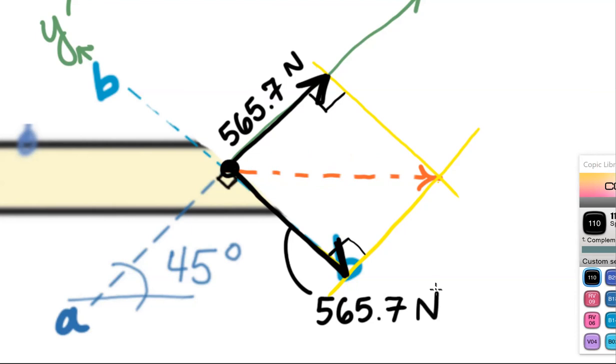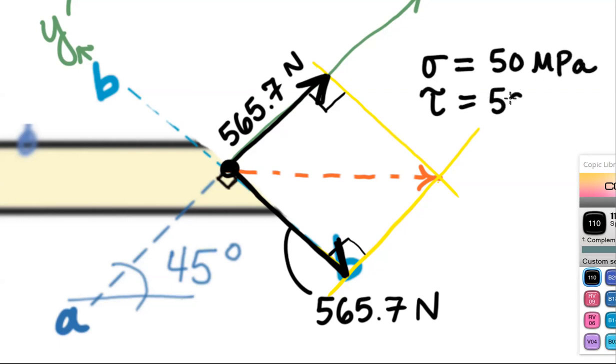Okay, and at this point, we're ready to do our stresses too. I don't want to repeat the steps, but the stresses we calculated before, because we'll have the same area of the plane, we are going to get 50 megapascals for both of those once again.